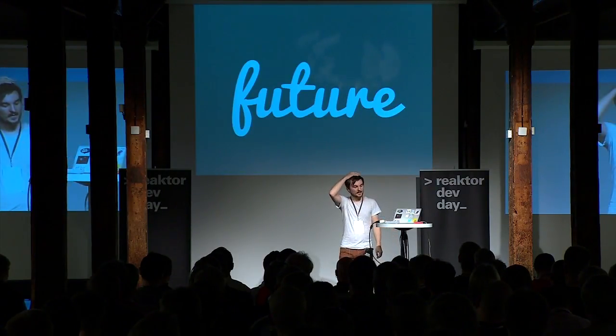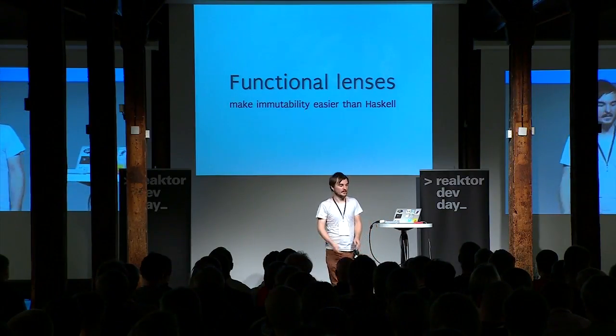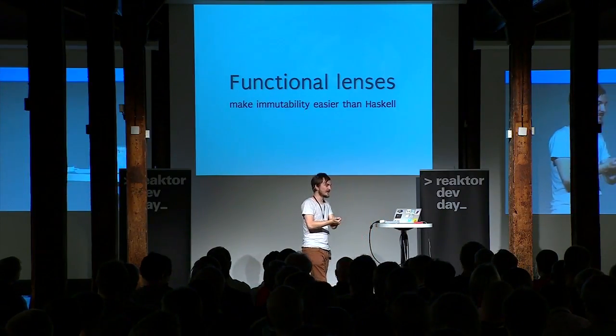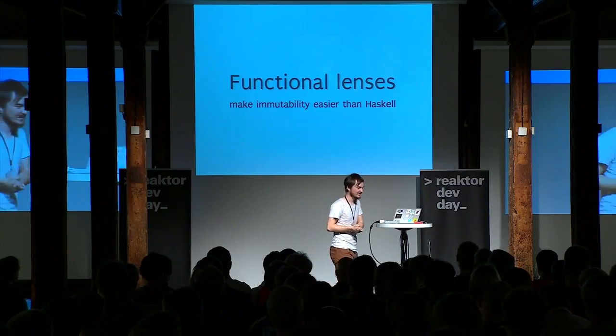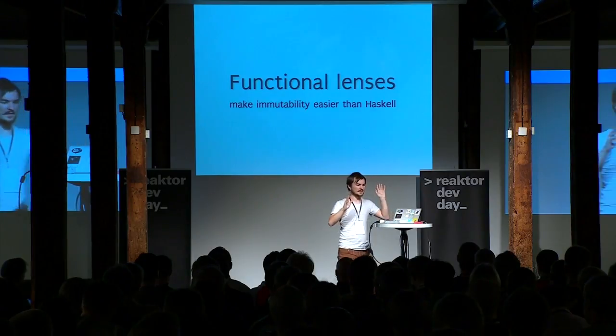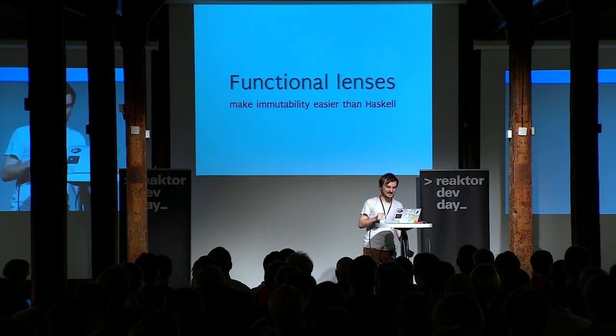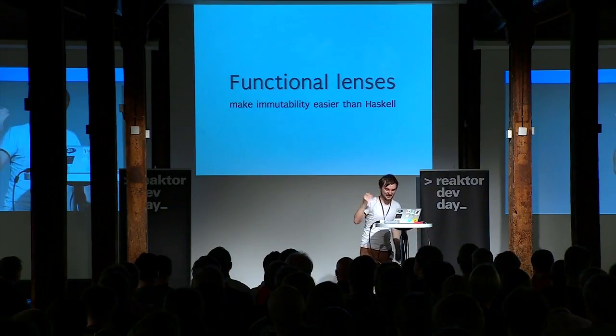So in the future, I'm going to be working on functional lenses. This is going to make immutability easier than Haskell, which I think is pretty amazing. Haskell doesn't have these functional lenses built in yet. They've been talking about it for a long time, but it's not built in. And if you think about it, Haskell programs are completely immutable. So if Roy's beating it, then I'm pretty happy.